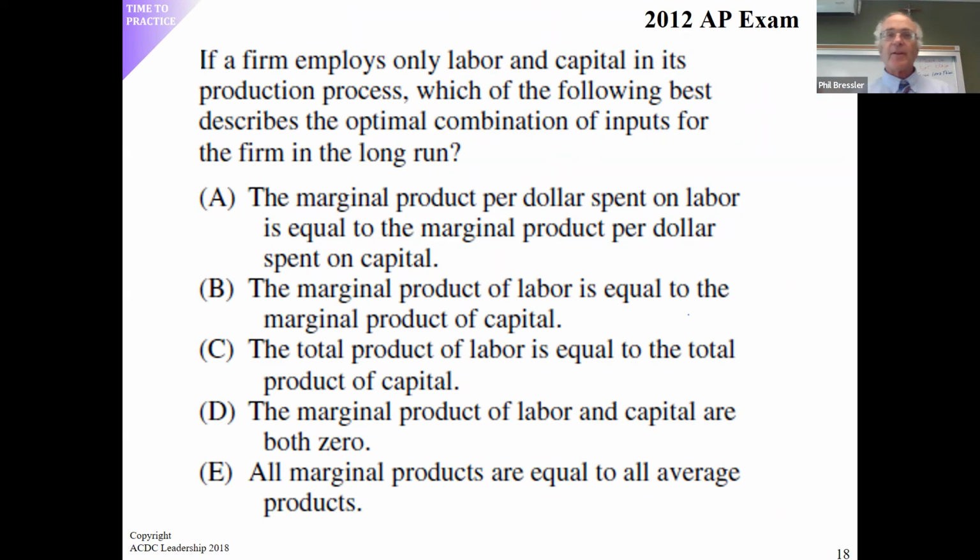The marginal product of labor being equal to the marginal product of capital is not true. It doesn't give you the best optimal combination, because you have to take into account the cost of these things. That's why the marginal product per dollar, which is the marginal product of labor over the price of labor, is equal to the marginal product of capital over the price of capital.